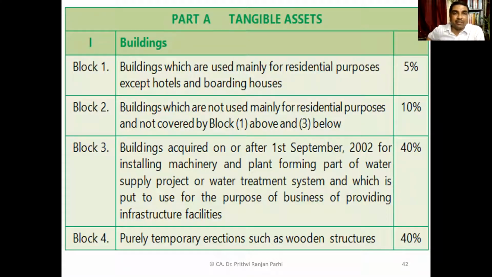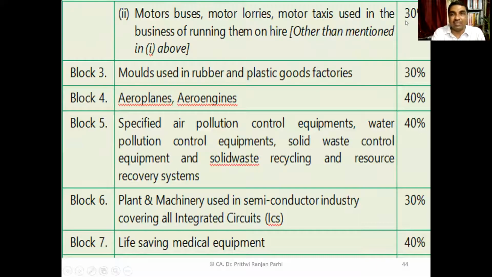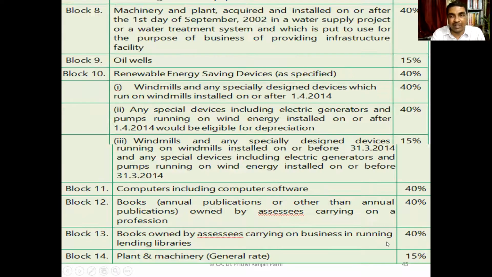I remember block 1, buildings which are used mainly for residential purposes, except hotels, guest houses, etc. The depreciation rate is 5%. Under building, there are two blocks, and rates of depreciation are charged. For furniture, there is only one block, and the depreciation rate is 10%. For plant and machinery, the rates are 30%, 50%, 45%, then again 30%, 40%, 30%, 8%. Rates of depreciation vary.